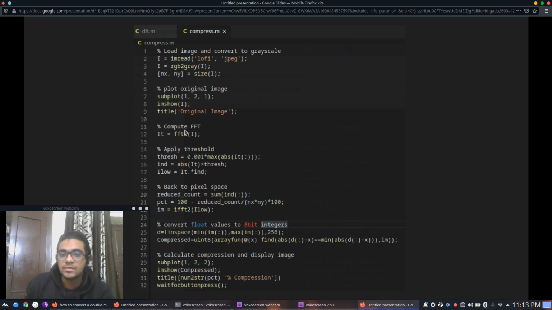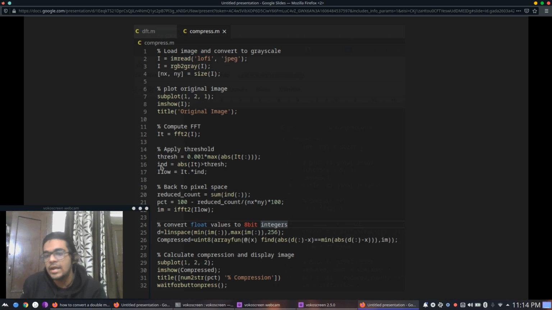Then what I do is display the original image. Then you apply the fast Fourier transform to convert it to the frequency domain. And what this thresh declaration of 0.001 does is that the threshold is 0.1% of the maximum Fourier coefficient within that matrix, which means that any wave whose Fourier coefficient is less than 0.1% of the maximum Fourier coefficient gets dropped out. It gets zeroed out. Then I simply compute this index matrix.